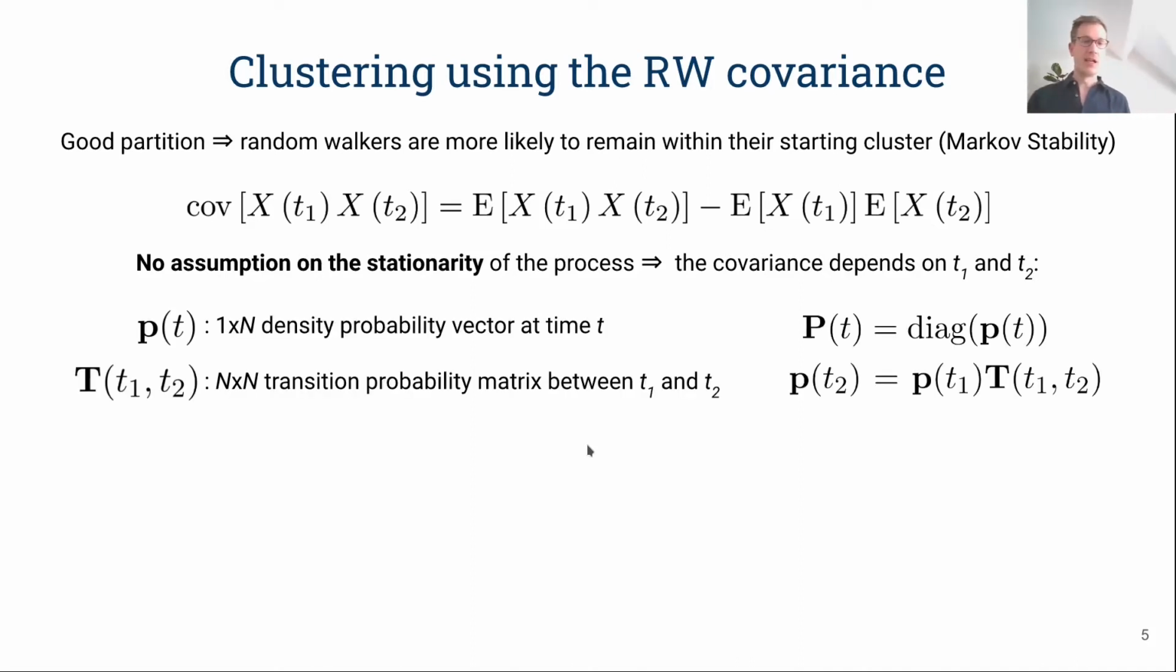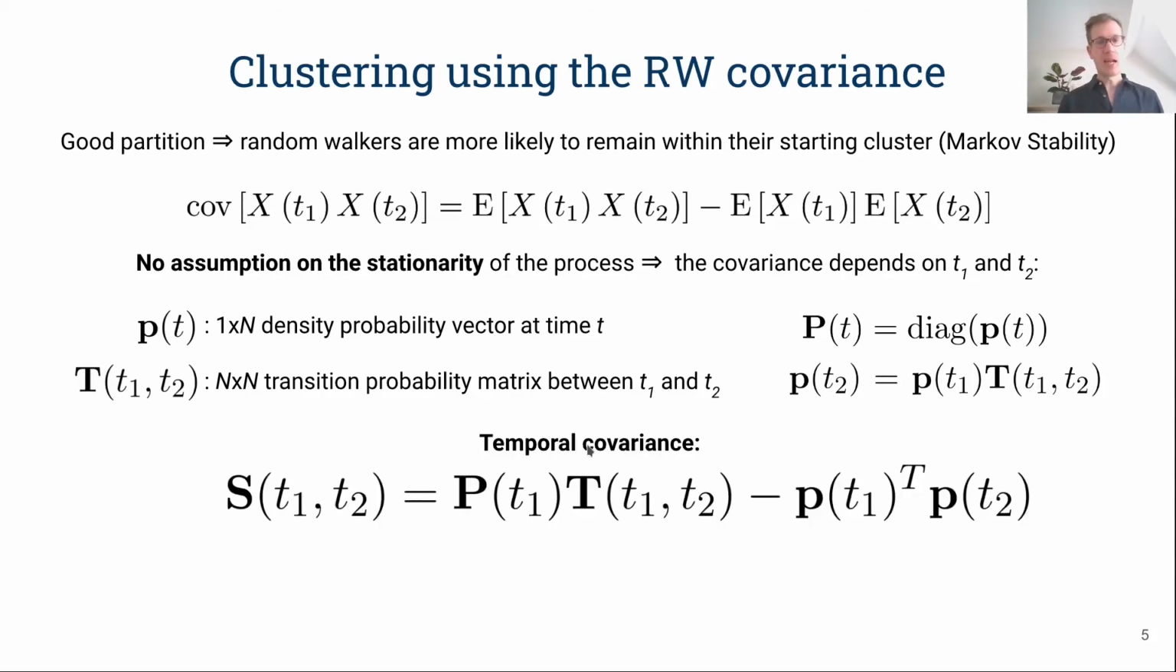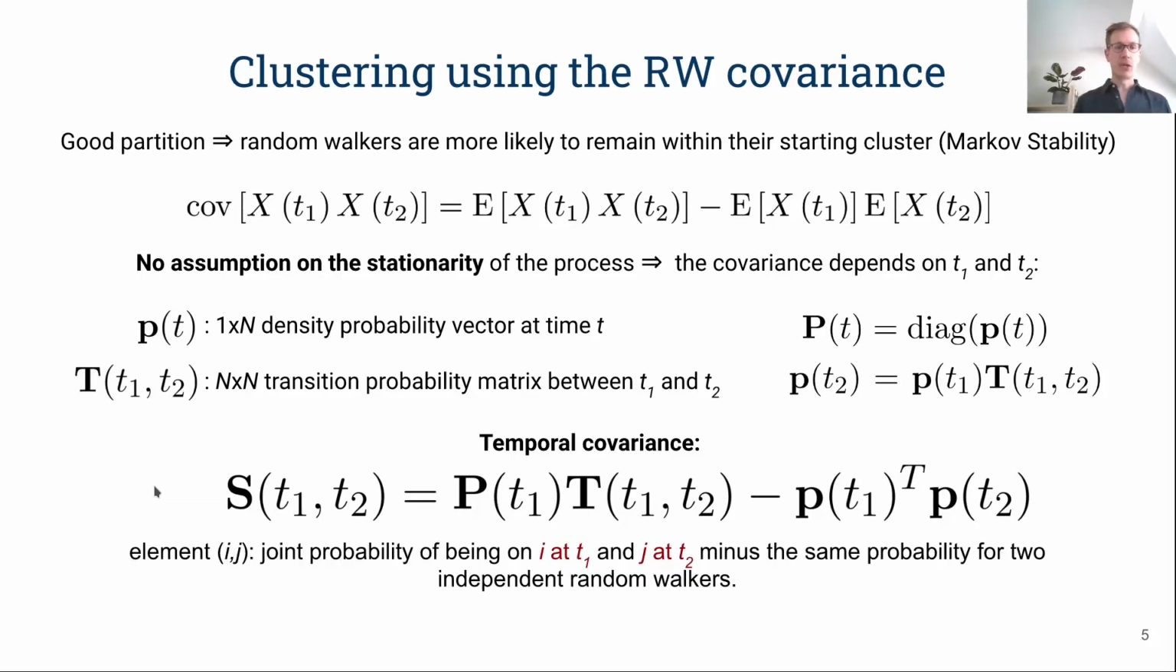Now we can define the probability density vector at time t and the transition probability matrix between 2 times T1 and T2. Using that, we can compute a temporal covariance matrix between T1 and T2, which is defined as this. If you look at element ij, you see that this is exactly the joint probability of being at node i at T1 and node j at T2, minus the same thing for 2 independent random walkers. But here we have a problem, because we are comparing 2 nodes at different times, and this is not really something that we want in order to cluster nodes together. So how can we find a solution to this problem?